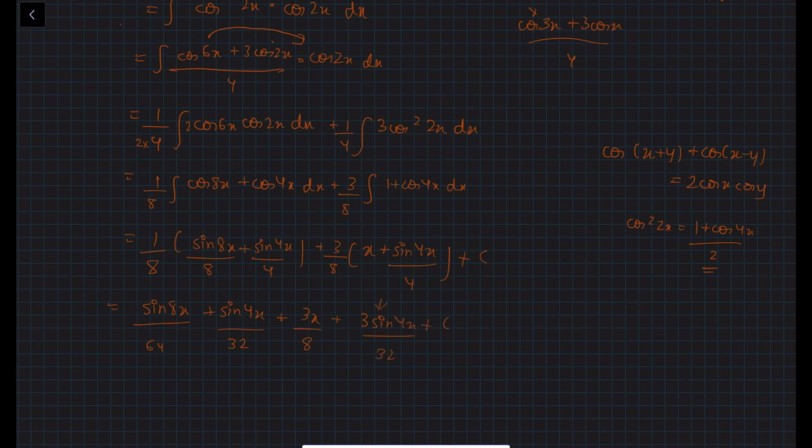And now this and that is a like term, so I'm just going to combine it. Sine 8x over 64 plus 3x over 8. Combined, that gives you 4 sine 4x upon 32, so that's just sine 4x upon 8. And that is the answer. Alright.